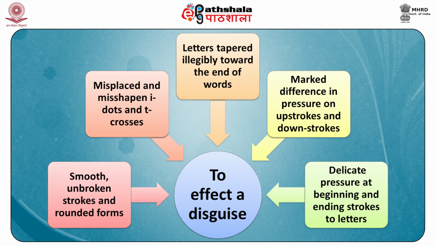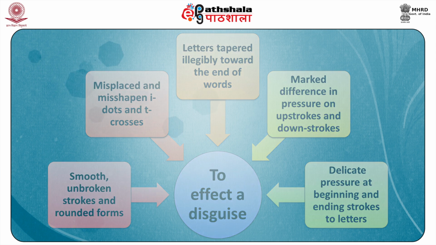Following are some features of natural writing. Number 1, smooth, unbroken strokes and rounded forms. Number 2, misplaced and misshapen I dots and T crosses. Number 3, letters tapered illegibly towards the end of words. Number 4, marked differences in pressure on upstrokes and downstrokes. Number 5, delicate pressure at beginning and ending strokes of letters.